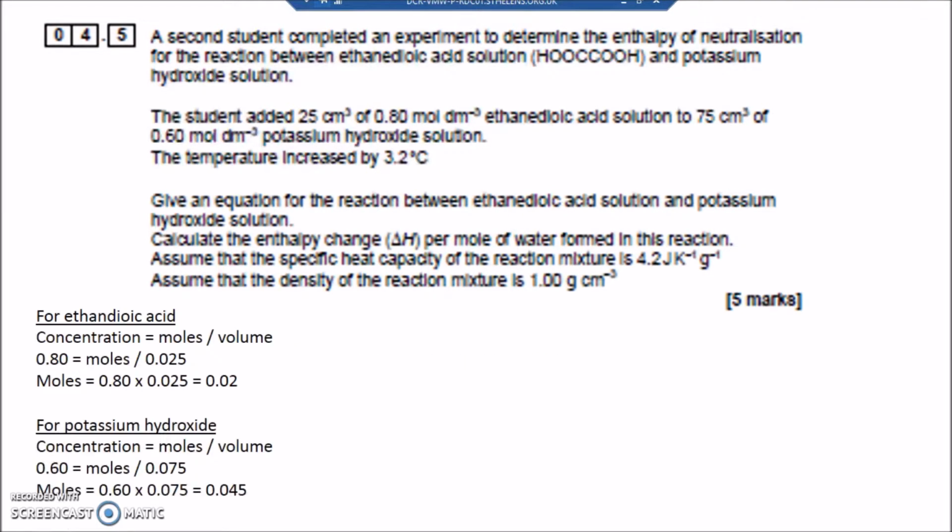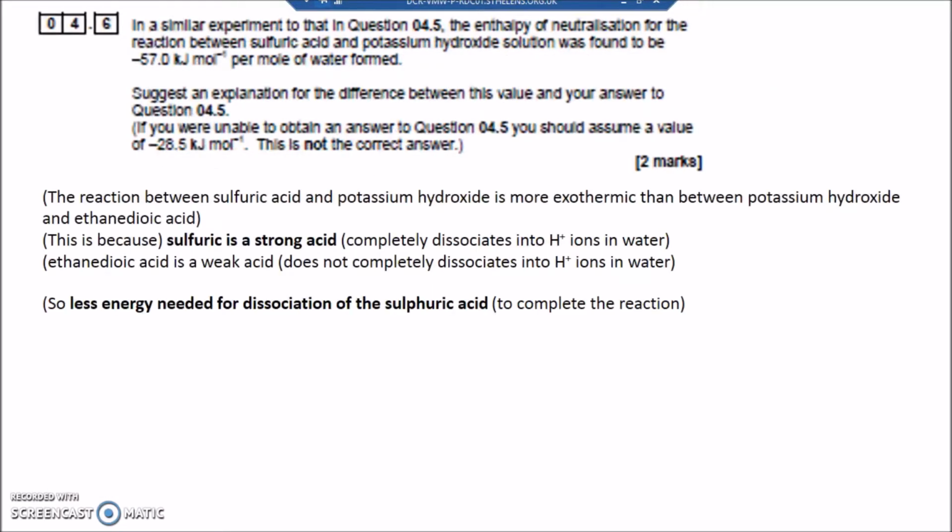So your answer to get the 2 marks for this is all you need to write is sulfuric acid is a strong acid, so less energy needed to dissociate the sulfuric acid. The rest of it sort of explains really what I've just been talking about.